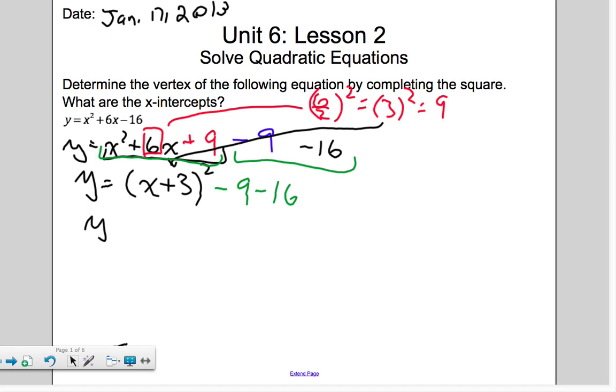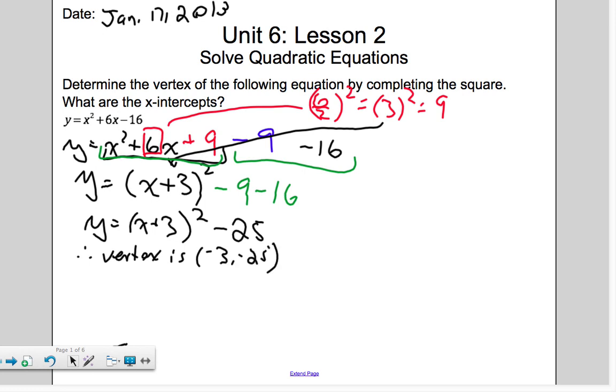So now we have y is equal to x plus 3, quantity squared, minus 9 minus 16, which simplifies to minus 25. So therefore, our vertex is (-3, -25). Okay?